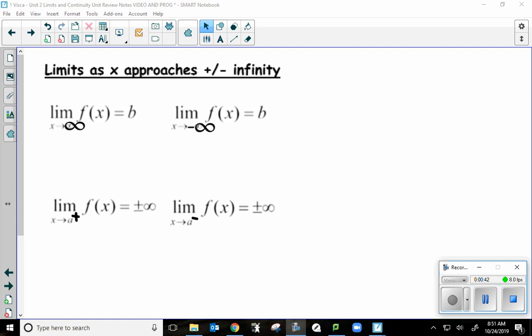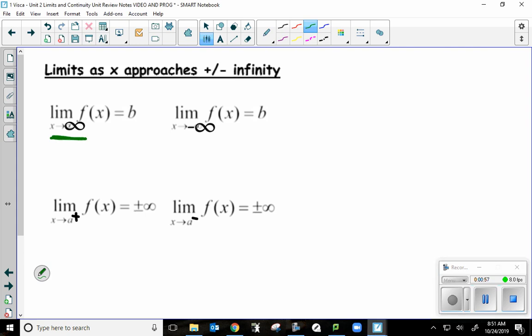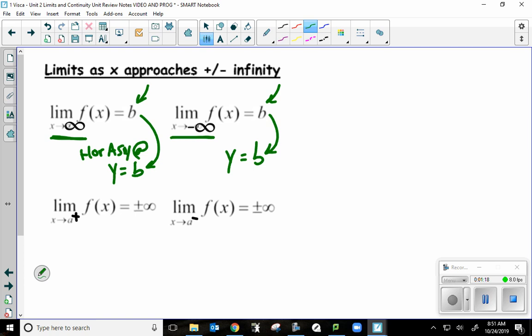Okay, so let's begin. We left off right here with limits as x approaches positive or negative infinity. The first two limits we have listed here: if we have a limit as x goes to infinity or as x goes to negative infinity, whatever value that equals gives us a horizontal asymptote at y equals whatever b value this is. Same thing here at y equals b. So whatever numeric value that ends up equaling, that's where we have a horizontal asymptote.